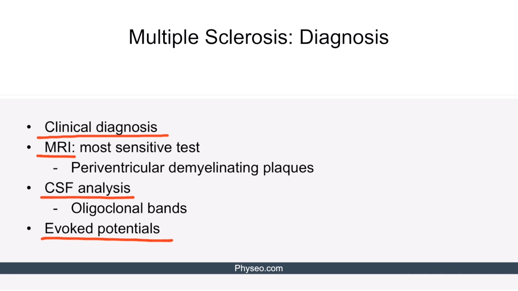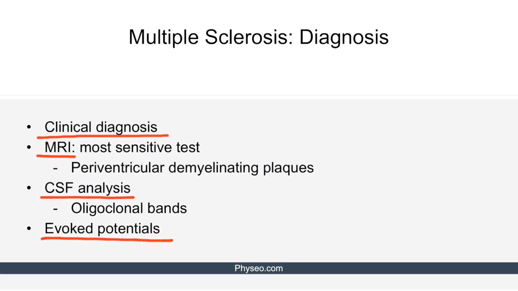Now, analysis of the cerebrospinal fluid will reveal oligoclonal bodies, and that's a particularly high-yield term for the boards. Lastly, question stems may often describe abnormal evoked potentials to hint at a diagnosis of multiple sclerosis. In short, an evoked potential test measures the time it takes for nerves to respond to stimulation. Recall that in multiple sclerosis, we observe demyelination of neurons.